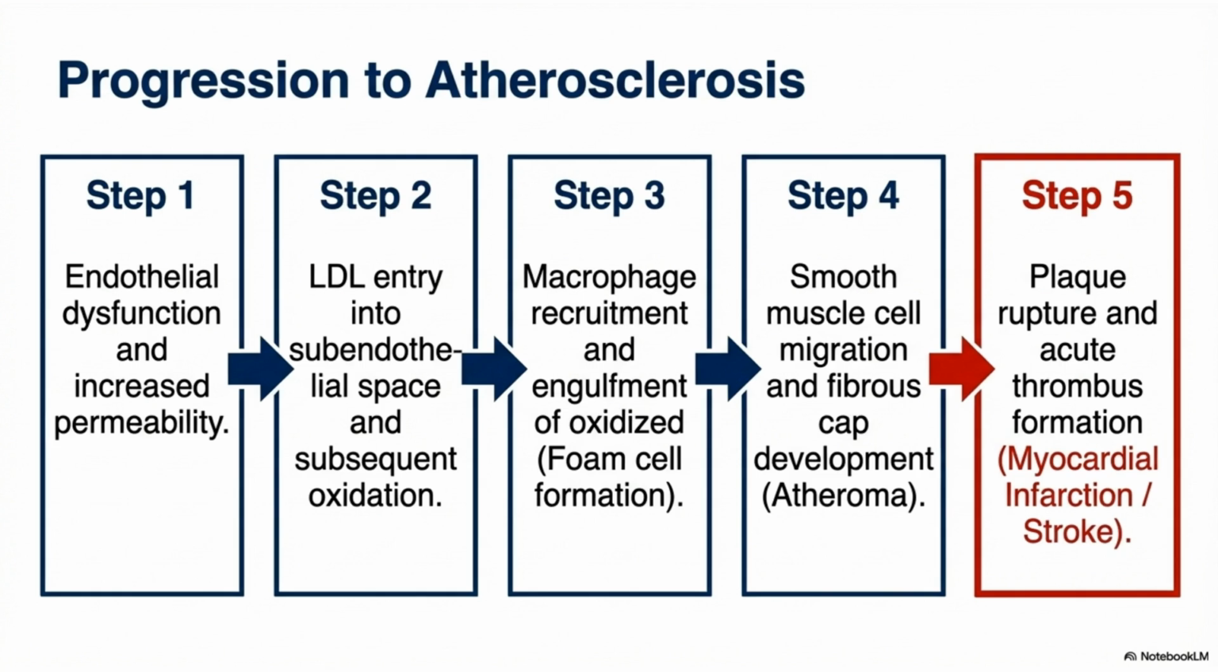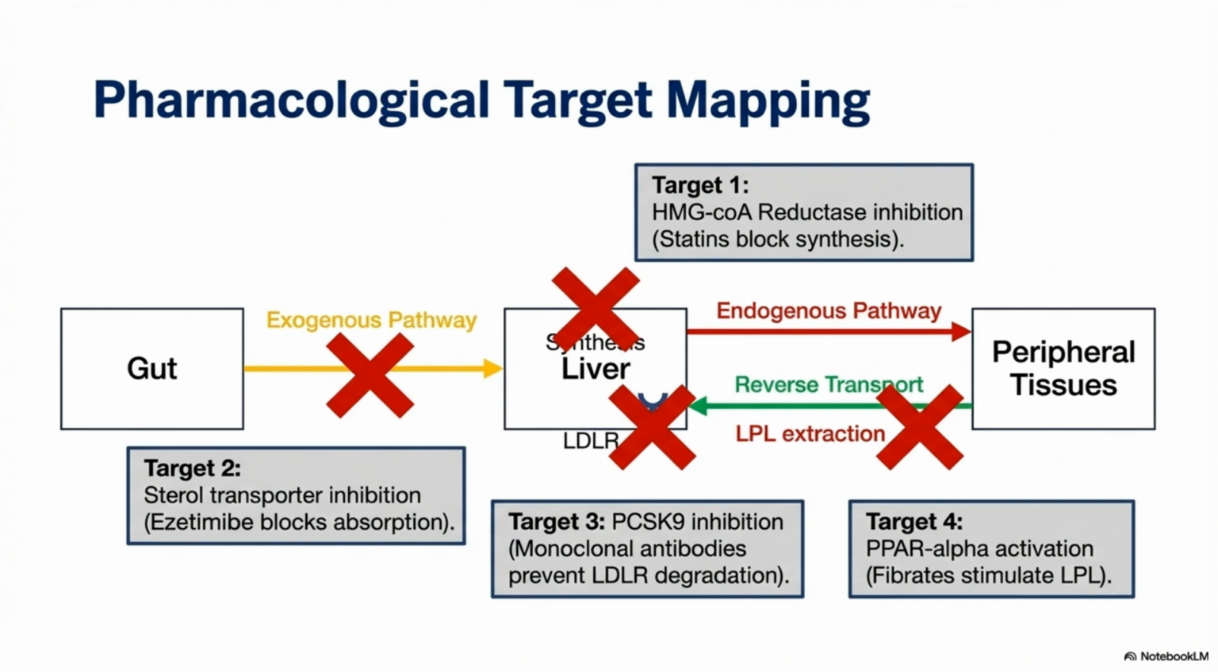Atherosclerosis progresses through several steps: endothelial dysfunction, LDL entry and oxidation, foam cell formation via macrophage recruitment, plaque formation, and finally, plaque rupture leading to acute thrombosis, which can cause myocardial infarction or stroke.